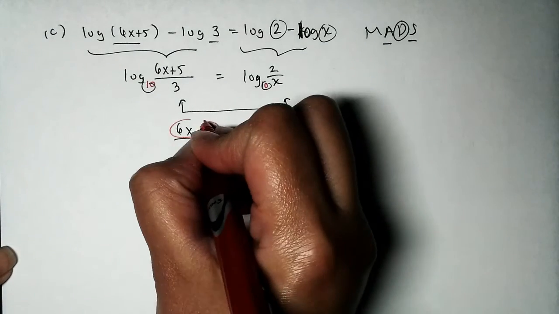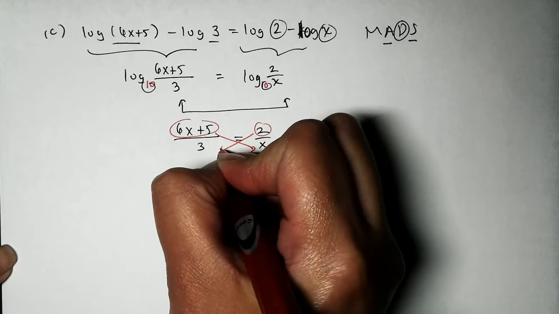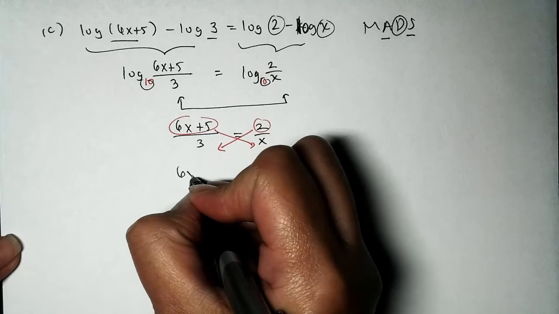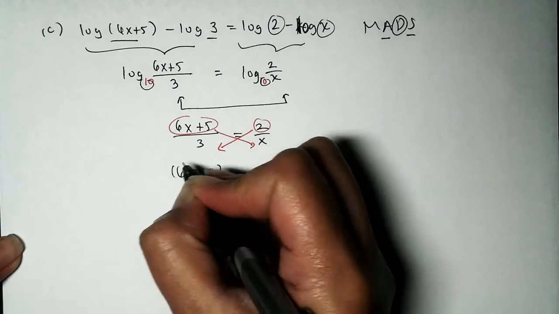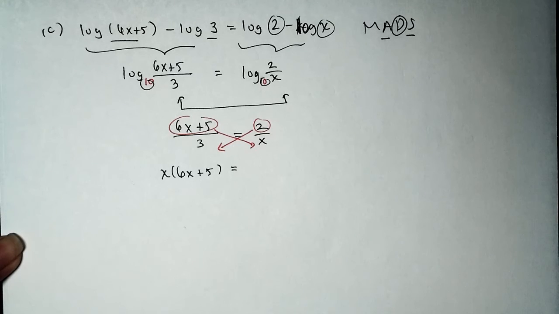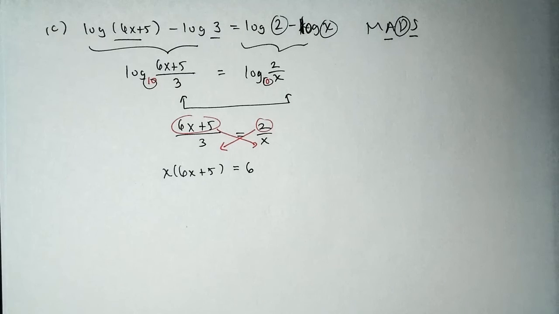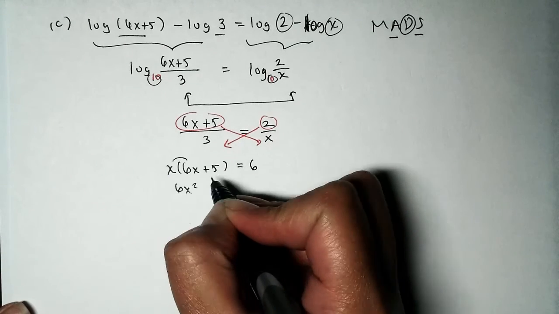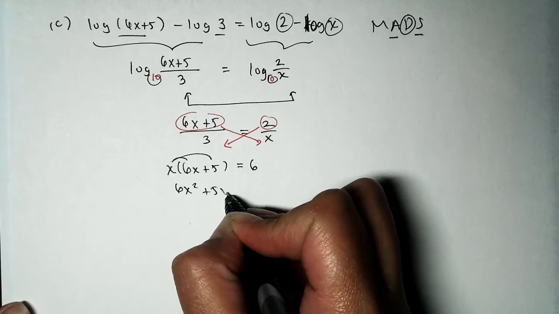So if we go the proportion route, we're going to take the cross products and set them equal to each other. So the first cross product will give us 6x plus 5 times x. So let me put the x on the other side. That should equal the other cross product, which is given by 2 times 3, or 6. So let's take our time, simplify the left side. We clear those grouping symbols and take it from there. When we distribute the x, that will give us 6x squared plus 5x is equal to 6.